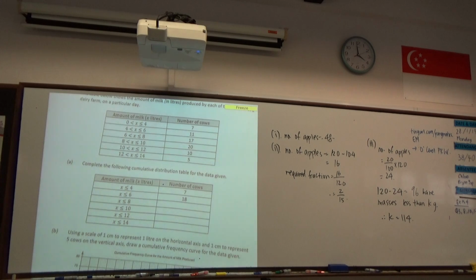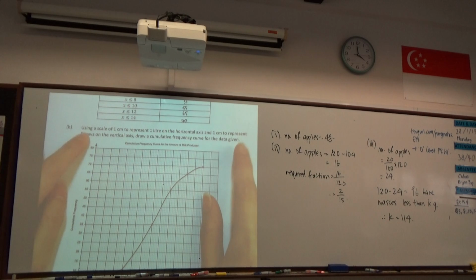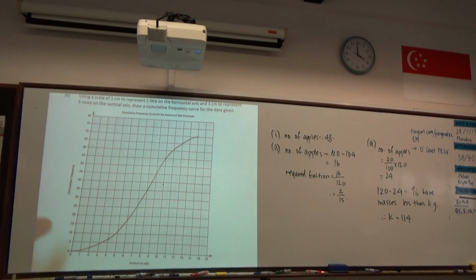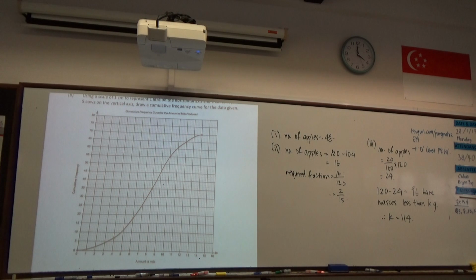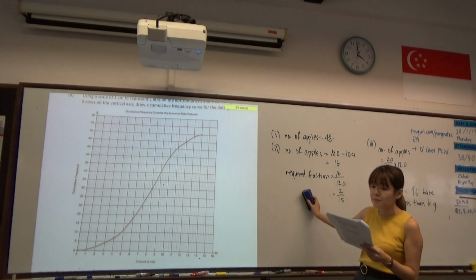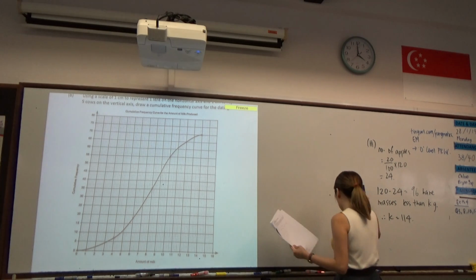Okay, part B, so that's why in your textbook they actually ask you to draw, but I don't need you to actually draw it, so I have already provided you the diagram. I just want to make use of the question to run through how to actually do it, right? So this is the diagram that we have. In part C, part 1, we want to estimate the number of cows that produce less than or equals to 9.4 liters of milk. So what would that answer be?